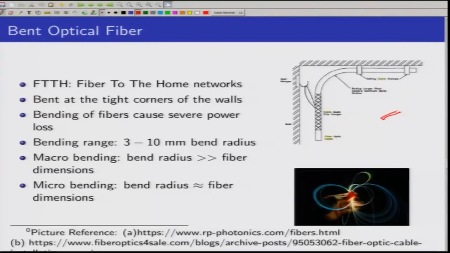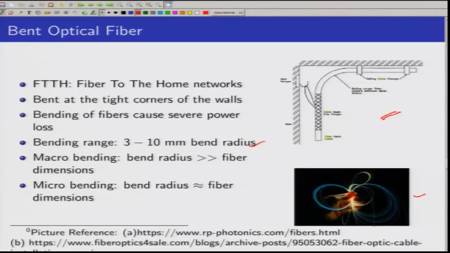So, what is the range of this bending? It is around 3 to 10 mm of bend radius. What happens when these fibers are bent? As you can see in the second picture here, when a fiber is bent or twisted, there is a severe power loss happening and the light is radiating away, which is a problem in transmission networks. So, we need to see what is the amount of light that is getting radiated away.